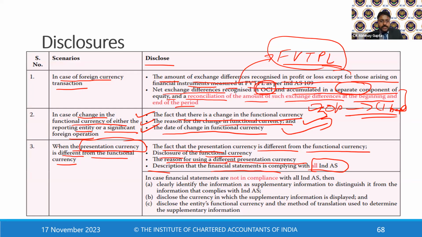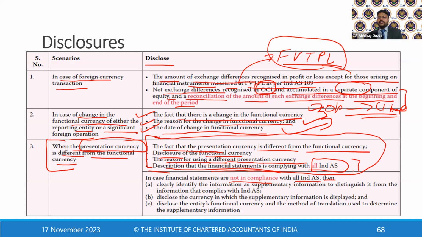So whenever we prepare the financial statements in the presentation currency, these are the additional disclosures I need to give in that financial statement set, which is prepared in another currency, called presentation currency. I hope this disclosure is clear, but this disclosure gets activated only if we prepare financials in presentation currency, otherwise not, right?